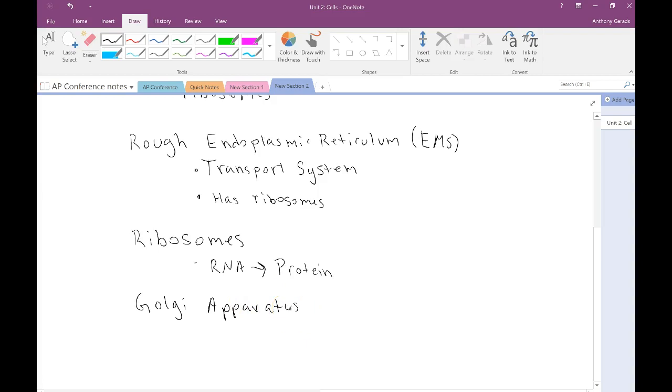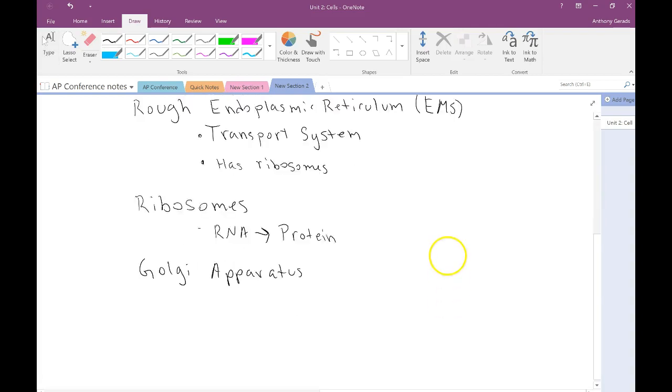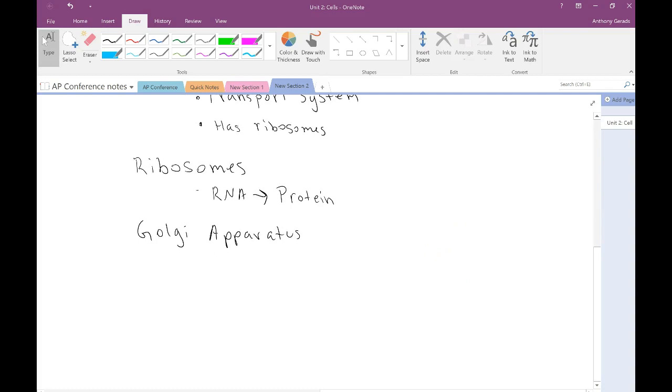You could put Golgi apparatus, Golgi body, Golgi. Nope, they're all synonymous. Okay. So the Golgi apparatus, it's going to transport, modify, and package. This is also made of the endomembrane system. So if it's made of the endomembrane system, it's made of this lipid bilayer on there.